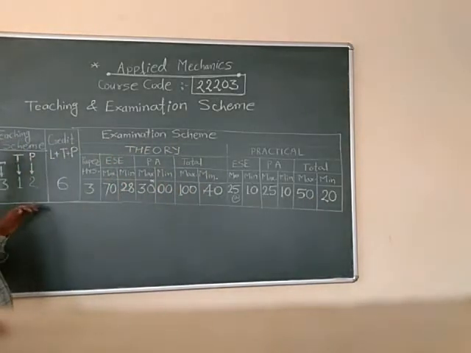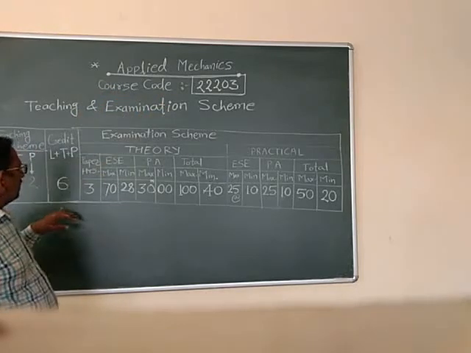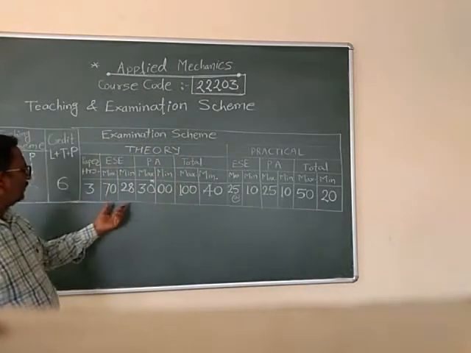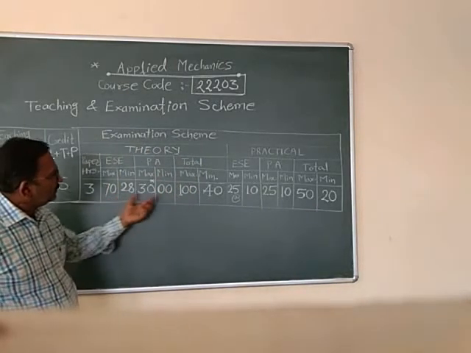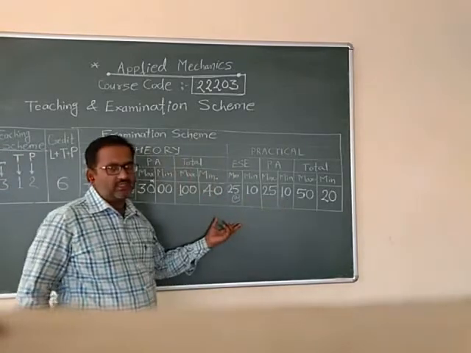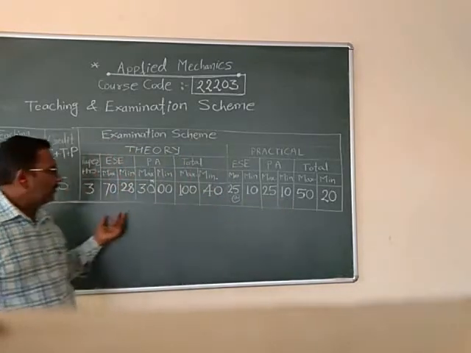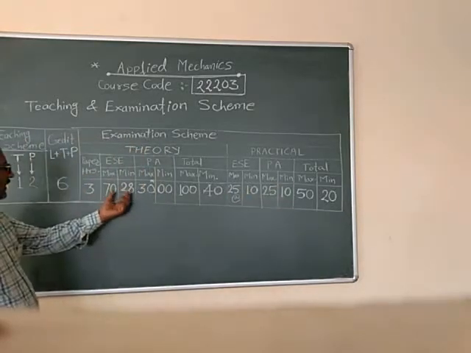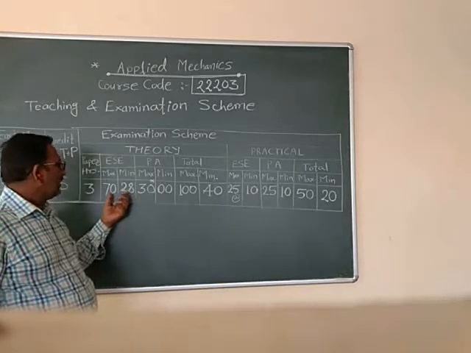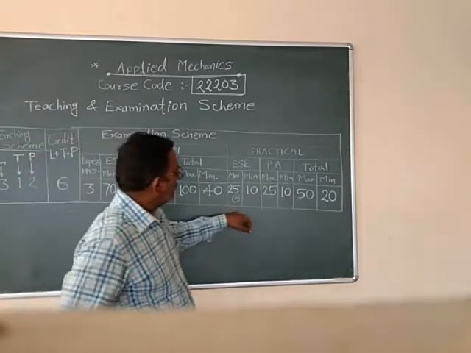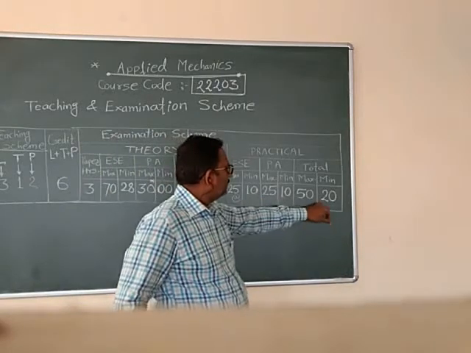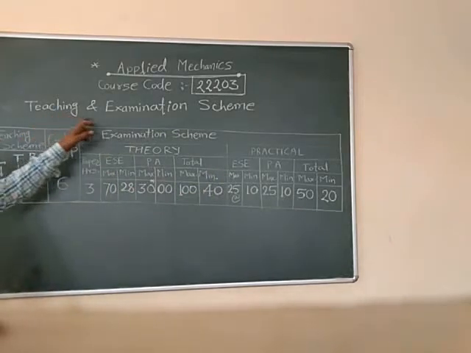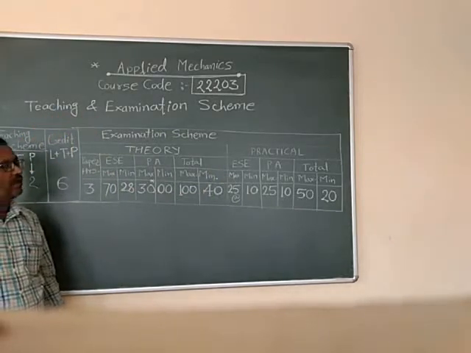The total paper of applied mechanics is about 150 marks. Out of that, you have to take 40 plus 20, that is 60 marks for passing. Out of 150 you have to take 60 marks for passing: 28 from the end semester examination, that is the theory paper, and 10 and 10, that is 20 for practicals. In this way the teaching and examination scheme is completed.